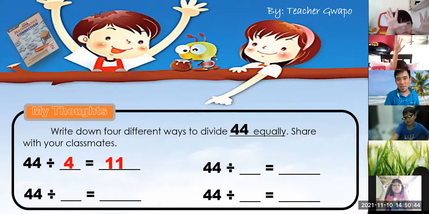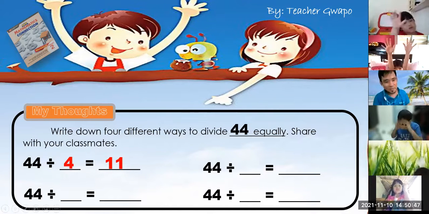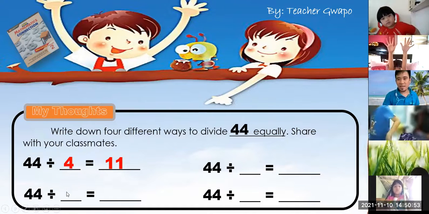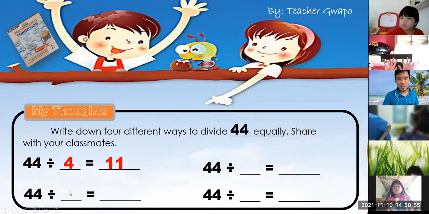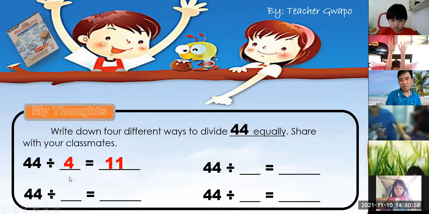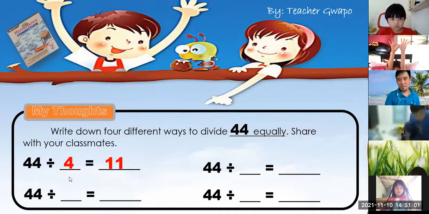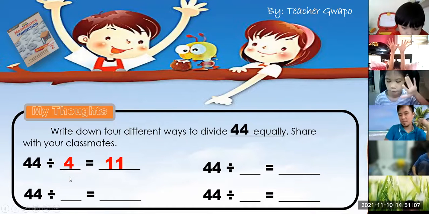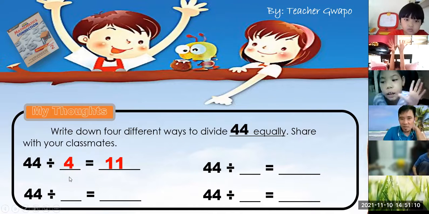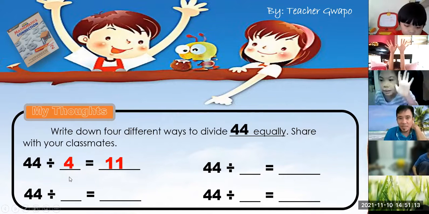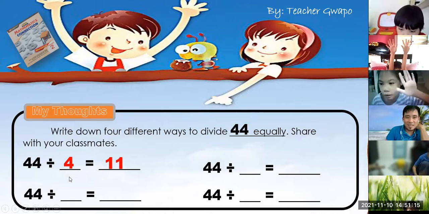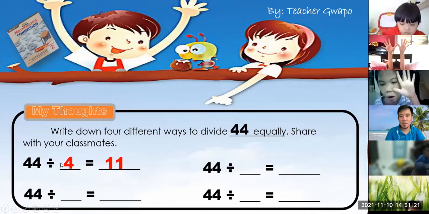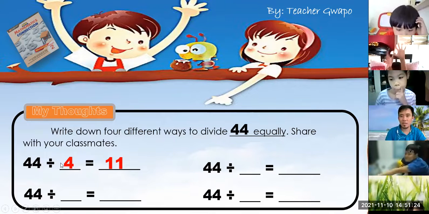Now, I want Kong King. Kong King, hello? Can you tell us your answer here? Can you give me a number? What number can we divide into 44 without remainder? Who can help Teacher Gwapo? 2. Okay, 2. Very good, Kong King, that's correct.